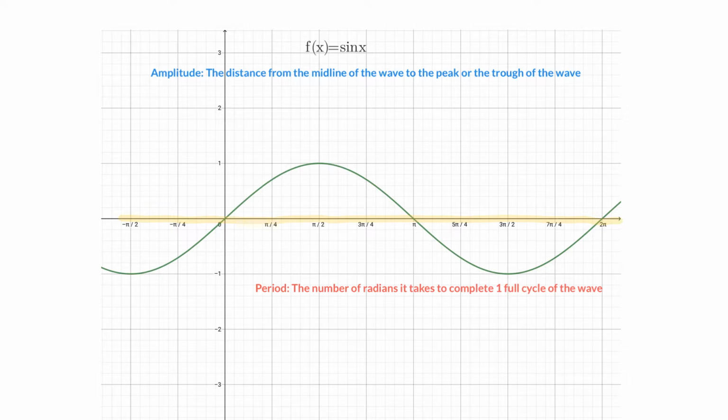So the amplitude is the distance from the midline to the peak of the wave, which is along here, or to the trough of the wave, which is from the midline to there. And the distance for both of these is 1. So the amplitude of this wave is equal to 1. So we'll write that down. Amplitude equals 1.